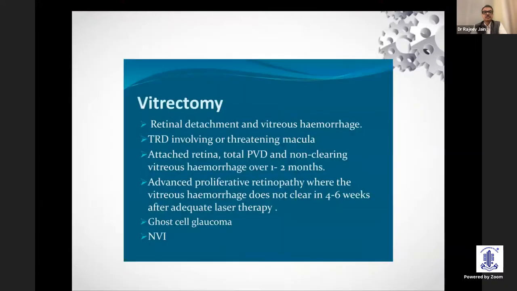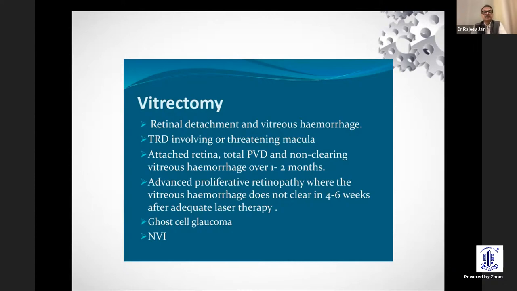So vitrectomy, why do we need vitrectomy in these cases? If there's a detachment and vitreous hemorrhage, there's no doubt we have to go inside. So these are the cases where we have to do urgent vitrectomy, if there's a TRD which is involving or threatening the macula. If it's a total hemorrhage, ultrasound is the key.